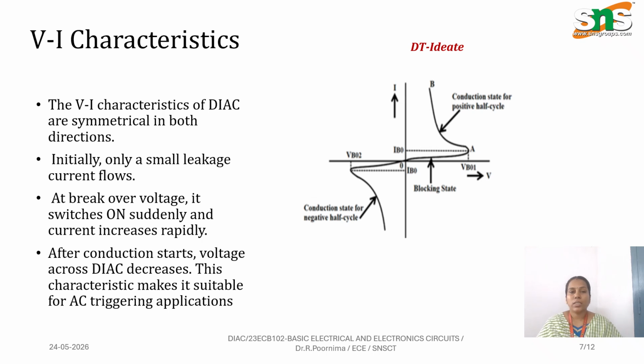And the VI characteristics of DIAC. The DIAC is symmetrical in both directions. Initially a small leakage current flows, as shown in this diagram. At breakover voltage, it switches suddenly and current increases rapidly. In the positive half cycle, the conduction state is given, and after conduction starts, the voltage across the diode decreases. This characteristic makes it suitable for AC triggering applications. For both the half cycles, the VI characteristics are shown in this diagram.